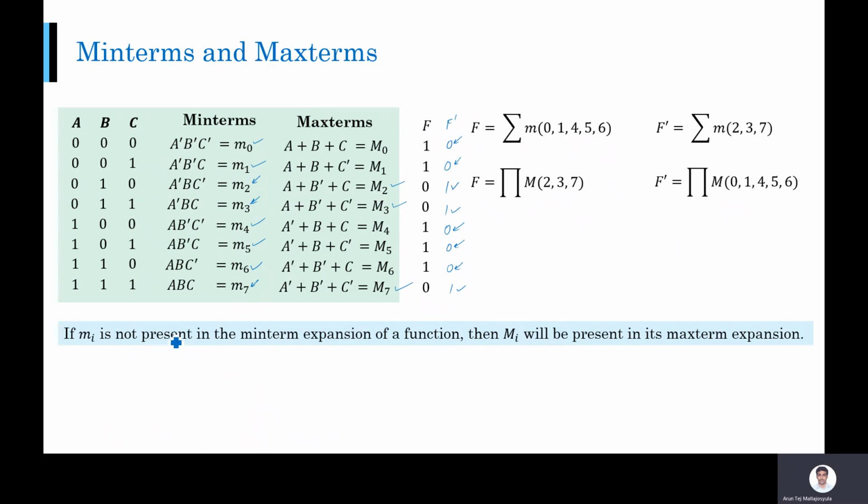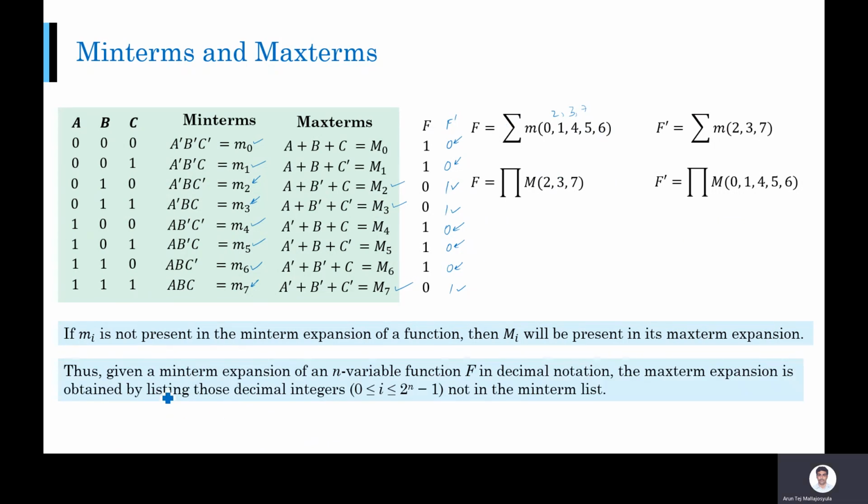Okay, right. So now with this example, we can write this general statement. If mi is not present in the minterm expansion of a function, then capital Mi will be present in the maxterm expansion. So 2, 3, and 7 are missing here. Therefore, they have to be present in the maxterm expansion, and vice versa. Thus, given a minterm expansion of an n variable function f in decimal notation, the maxterm expansion is obtained by listing those decimal integers not in the minterm list.